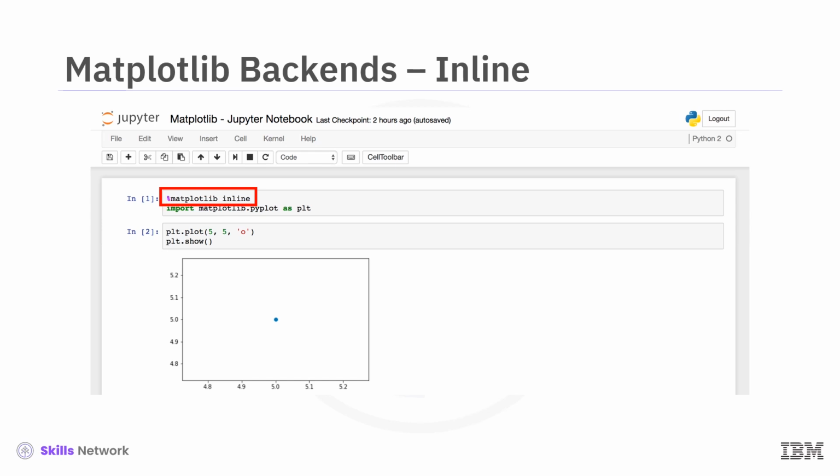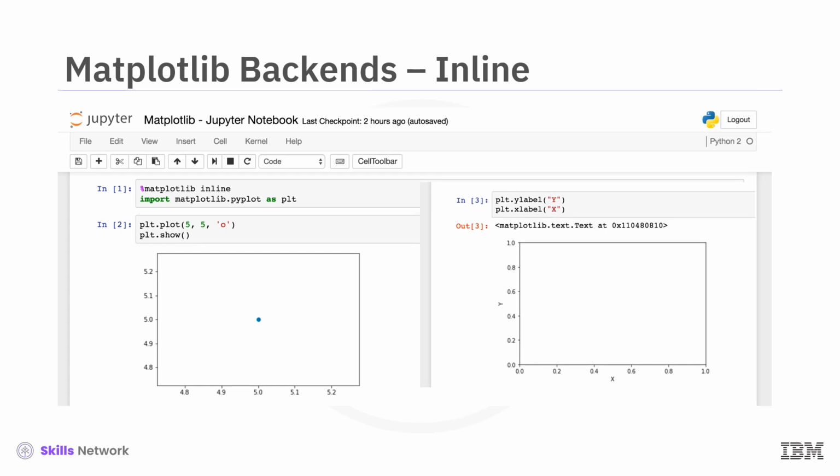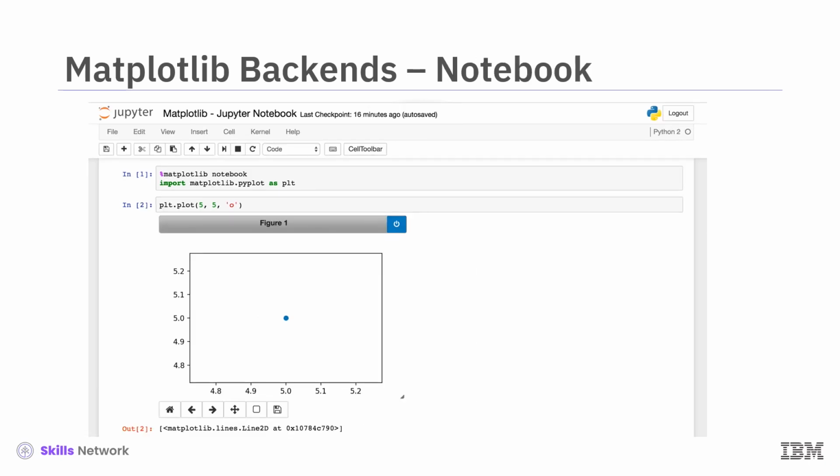Matplotlib has a number of different backends available. One limitation of this backend is that you cannot modify a figure once it's rendered. So after rendering the figure, there is no way for us to add, for example, a figure title or labels to its axis. We will need to generate a new plot and add a title and the axis labels before calling the show function. A backend that overcomes this limitation is the Notebook backend.